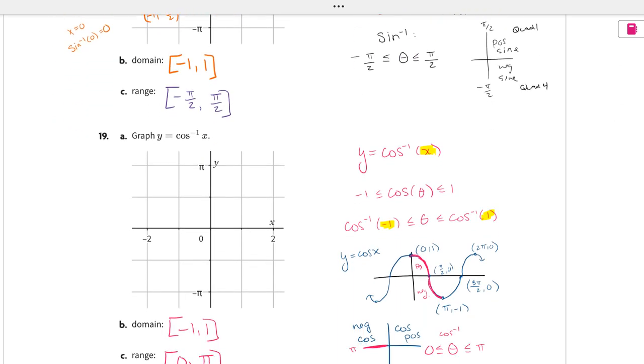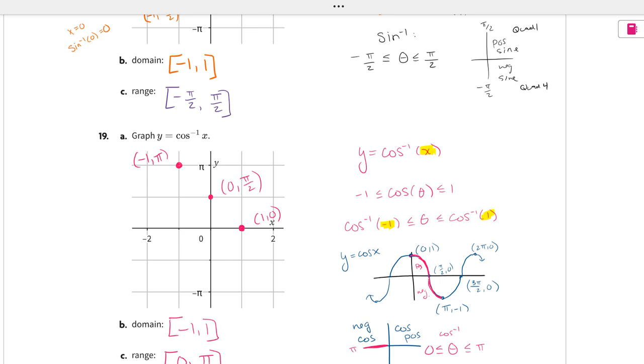Okay, so 0, 1 becomes 1, 0. And pi, -1 becomes -1, pi. Now notice we had pi over 2, 0, so that's going to become 0, pi over 2. So those are our max, midline, and min points that we're focusing on.